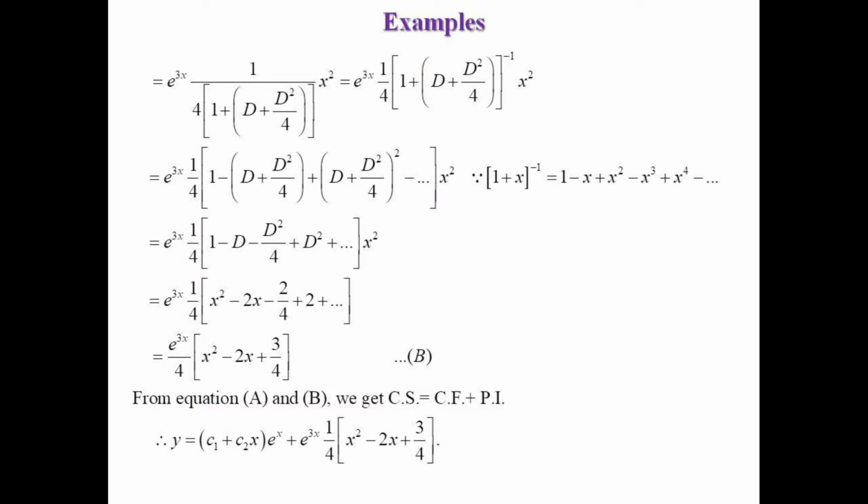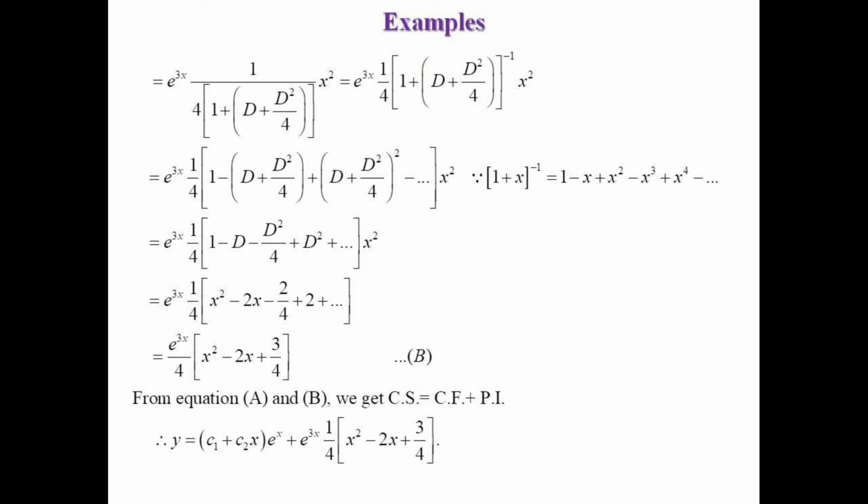So if we simplify the bracketed term, then we get e raised to 3x upon 4 in bracket 1 minus D. Take this minus sign to the inner side, minus D square plus 4, plus take the square of D plus D square upon 4 its square, according to the formula (a plus b) whole square. So we can write this as D square, plus the next term 1 upon 2 D cube plus D raised to 4 upon 16, but we never mention the remaining terms because the derivative of the remaining terms with respect to x of x square is 0. So that's why we never mention the remaining terms.